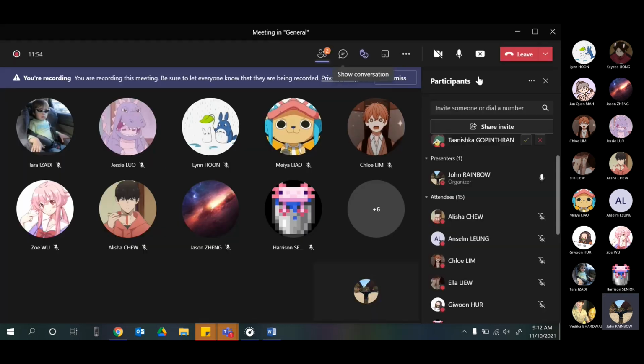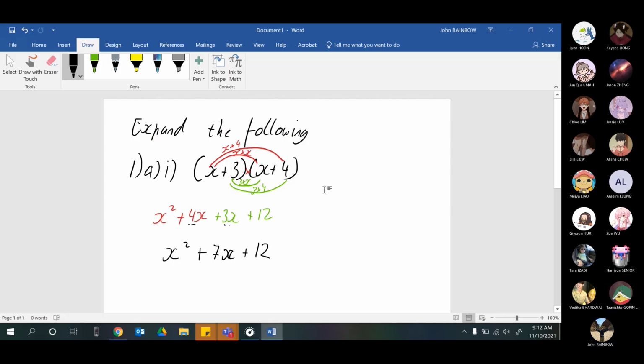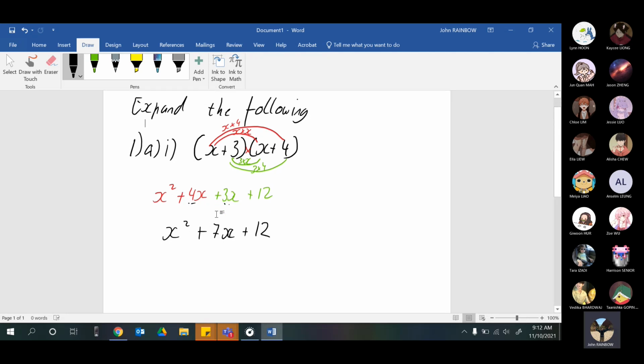Now I'm going to do a little bit of extra. As I said, we're not just going to stick with the work here. I wanted to also have a look at, that's expand the following, how do we factorize that. So this is an example of expanding. A question I might ask you guys is to say, factorize the following.